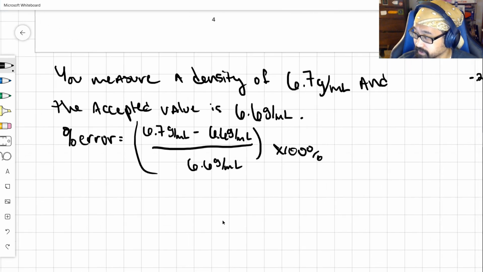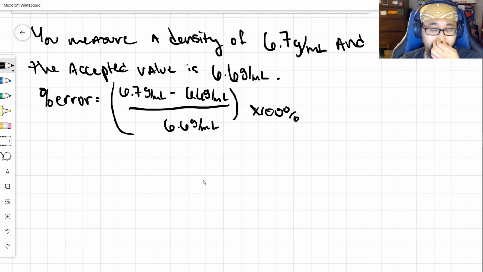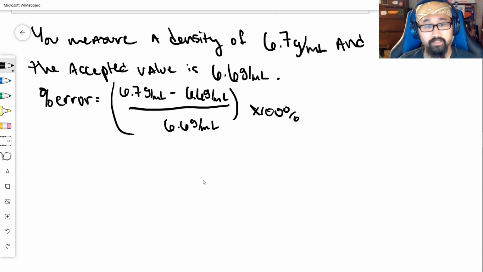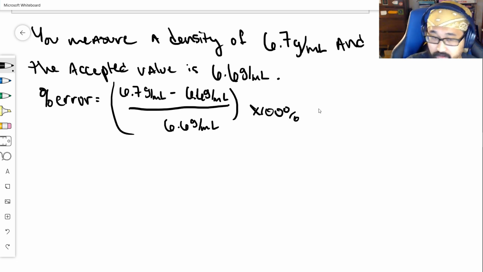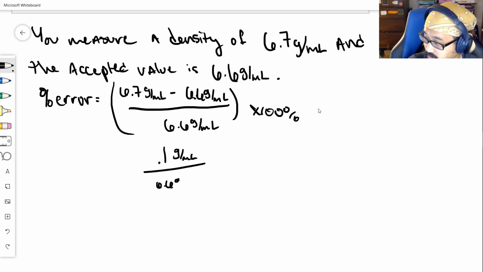The last example that I have is that you measure a density of 6.7 grams per milliliter, and the accepted value is 6.6 grams per milliliter. So percent error is here, right? I do my math, and there we go, 0.1 grams per milliliter over 6.6 grams per milliliter times 100%. If I do this math out, I get 0.01515 and so on. It's a never-ending decimal. Again, times 100%.